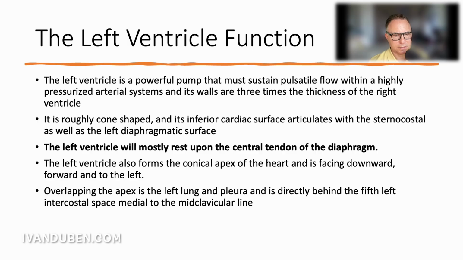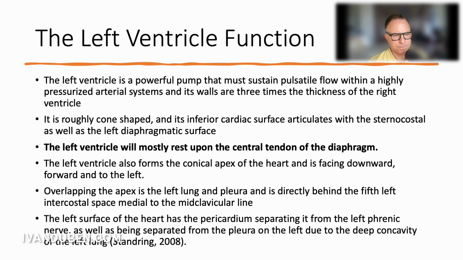Overlapping the apex is the left lung and pleura, and it is directly behind the 5th left intercostal space medial to the midclavicular line. The left surface of the heart has the pericardium separating it from the left phrenic nerve, as well as being separated from the pleura on the left due to the deep concavity of the left lung.